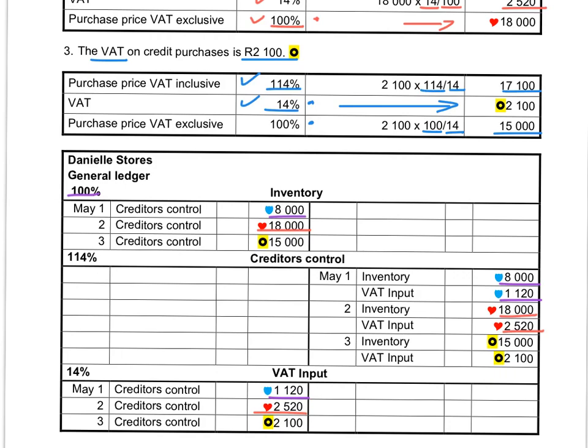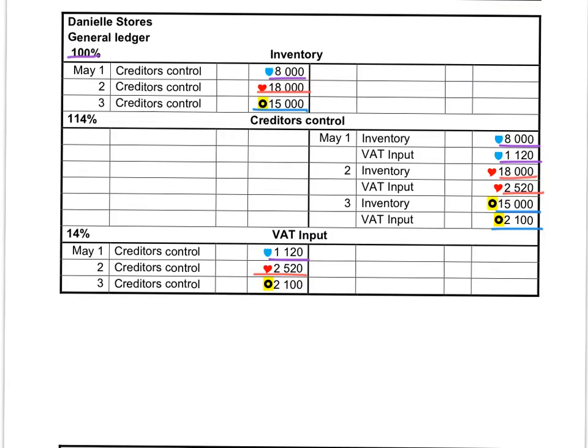The inventory will therefore increase with 15,000, excluding the VAT, because that is the cost price of the inventory. And the creditors will increase with the 15,000 and the 2,100. The VAT account will only increase with the 2,100 that we can claim back from SARS.